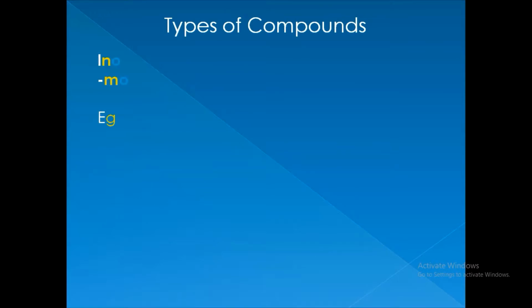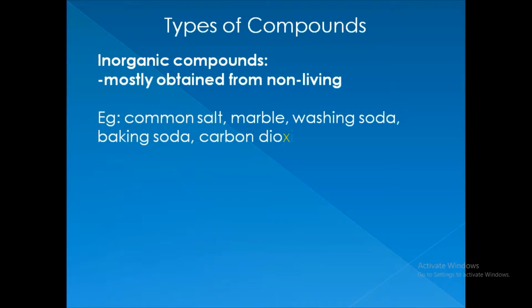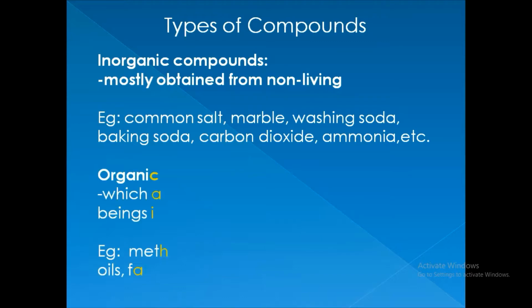There are two types of compounds. Number one, inorganic compounds. These are compounds which are mostly obtained from non-living things like common salt, marble, washing soda, baking soda, carbon dioxide, ammonia. These are compounds which are obtained from non-living things.